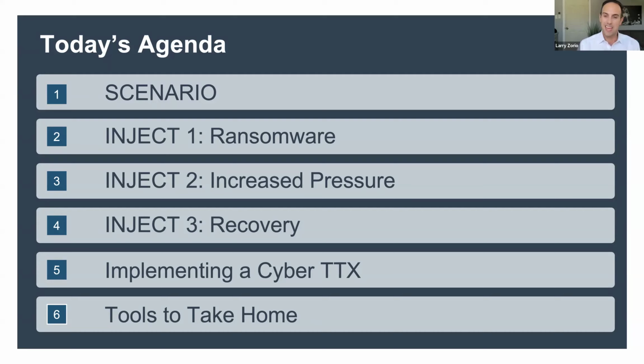Then we have something called injects, and these are just curveballs that get thrown at you during the exercise. You can see we have a couple different curveballs that we're going to be throwing at each other. The first one is there is some sort of ransomware. There is some kind of increased pressure going on in the agency or your organization. Then we get to recovery and how we're going to recover from an event. And we're going to talk through all this. And then we're going to end with how to implement a TTX.